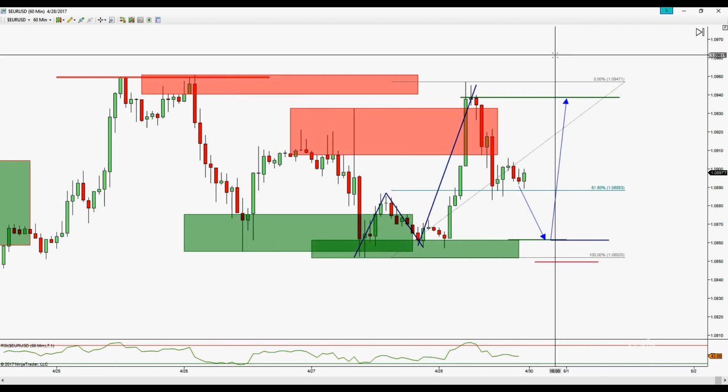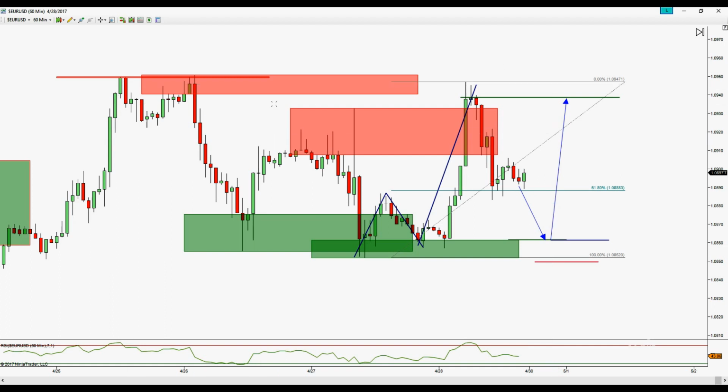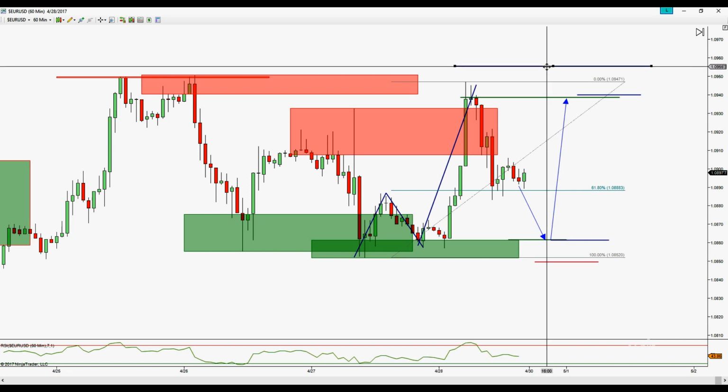Well, we've got structure, so I could literally look to stop and reverse again, and then put my stop going above these highs back here. Now where it's going to be exactly, I don't know, but it just has to be above these highs. I mean, that's the key.